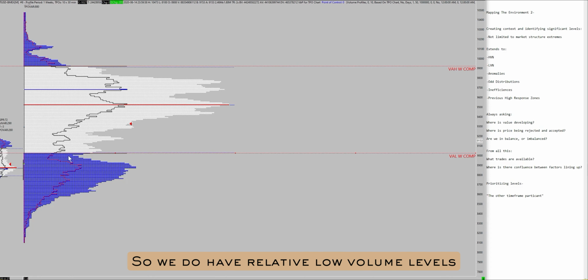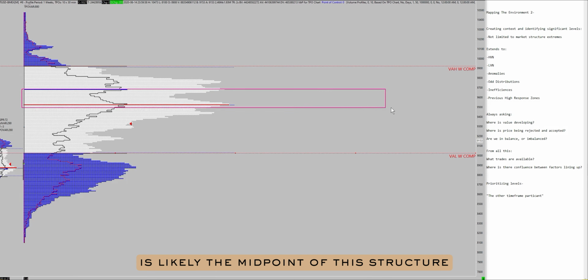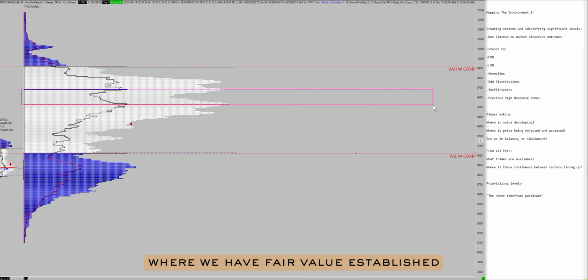So we do have relative low volume levels. And you can see that this relative low volume level right here, the lowest volume level within the structure before you get to the extremes, is right next to the value area low of our weekly composite. We can see that there is a point of control right here and the volume point of control right here. So we know that this general area is likely the midpoint of the structure where we have fair value established.